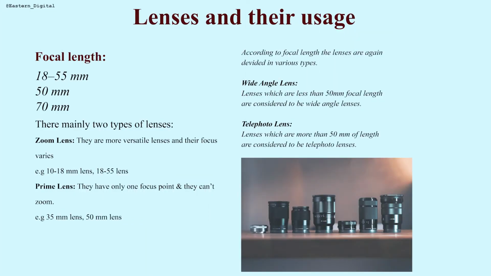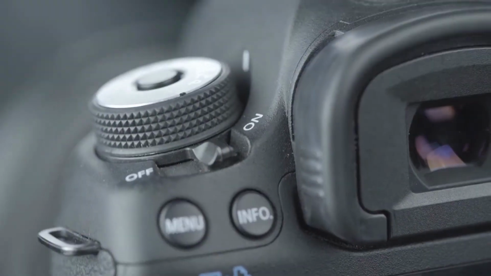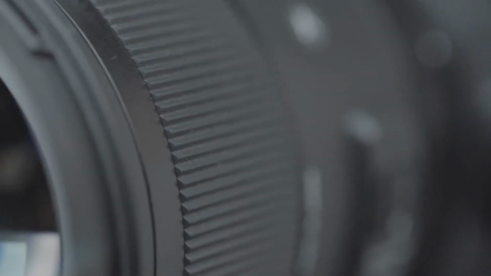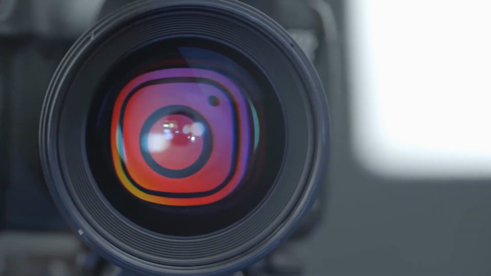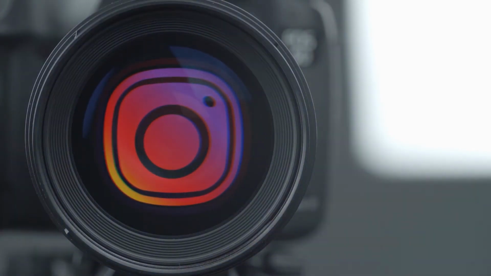There are several different types of lenses, but mainly they are divided into two main categories. Number one is zoom lens and second one is prime lens. Zoom lenses, which are the most versatile lenses, let you change the focal length from one point to another, like 55 to 100 mm lenses, or maybe 18 to 55 mm lenses. All these are called zoom lenses.